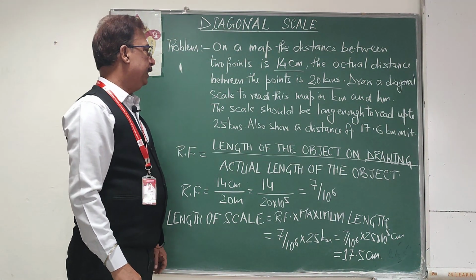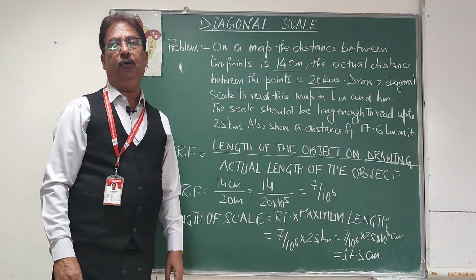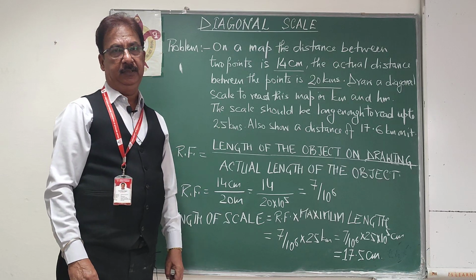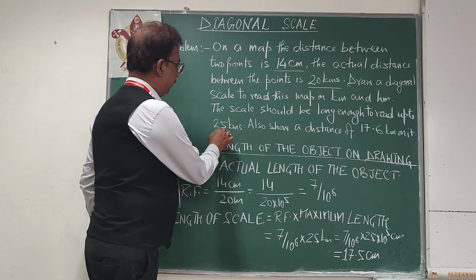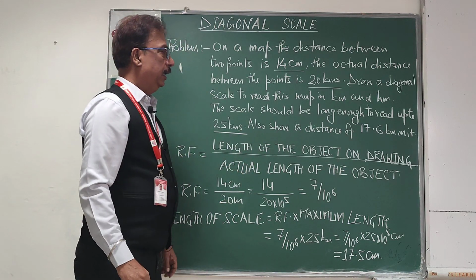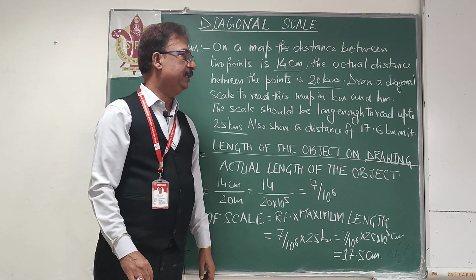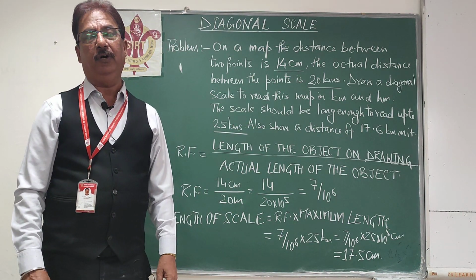We have to draw a diagonal scale to read this map in kilometers and hectometers. Okay, and the scale should be long enough to measure up to 25 kilometers. And then after that we have to show a distance of 17.6 kilometer on it.